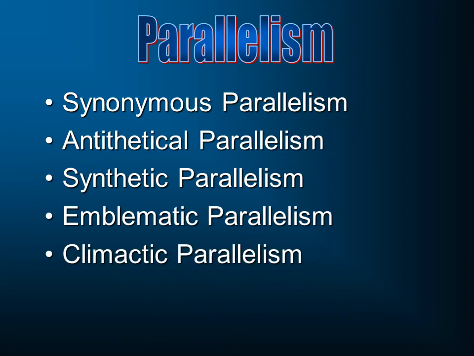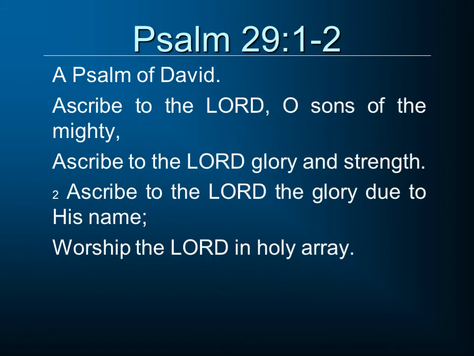Next we move to climactic parallelism, and perhaps this will serve as a climax for our short little foray into parallelism. Climactic parallelism is seen, for example, in Psalm chapter 29. You start off with the superscription, Psalm of David. We're going to talk more about the superscriptions later on. But the psalm starts off, "Ascribe to the Lord, O sons of the mighty. Ascribe to the Lord glory and strength. Ascribe to the Lord the glory due his name. Worship the Lord in holy array."